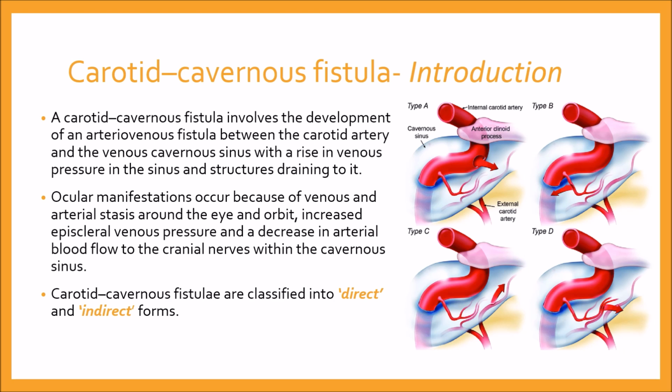Carotid cavernous fistulae are classified into direct and indirect forms. Now, according to the Barrow's classification, the first, type A, is the direct carotid cavernous fistula, where there is direct connection between the internal carotid artery and the venous cavernous sinus. While from B to D, there is communication through the meningeal branches from the internal carotid artery or external carotid artery to the cavernous sinus, which I will discuss later. Now, here you can see there are three subtypes. B, C and D are the indirect types, while the type A, as you can see, has the direct communication.